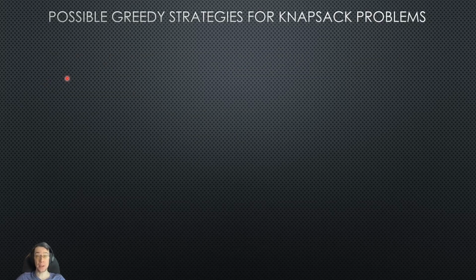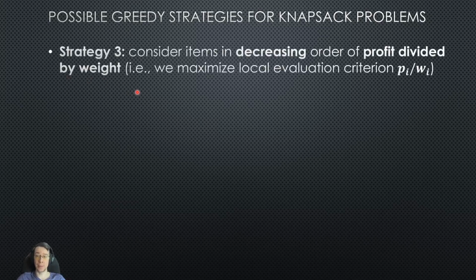Now, there is an optimal strategy to do this. I'm going to give you a second, again, to think, to see if you can come up with what that optimal strategy would be, given what we saw about how the previous two strategies were non-optimal. Okay, so I'm going to assume that you've paused and done that if you wanted to, and it turns out the optimal greedy strategy is to consider items in decreasing order of profit divided by weight. In other words, we're trying to maximize the local evaluation criterion, profit i divided by w i.